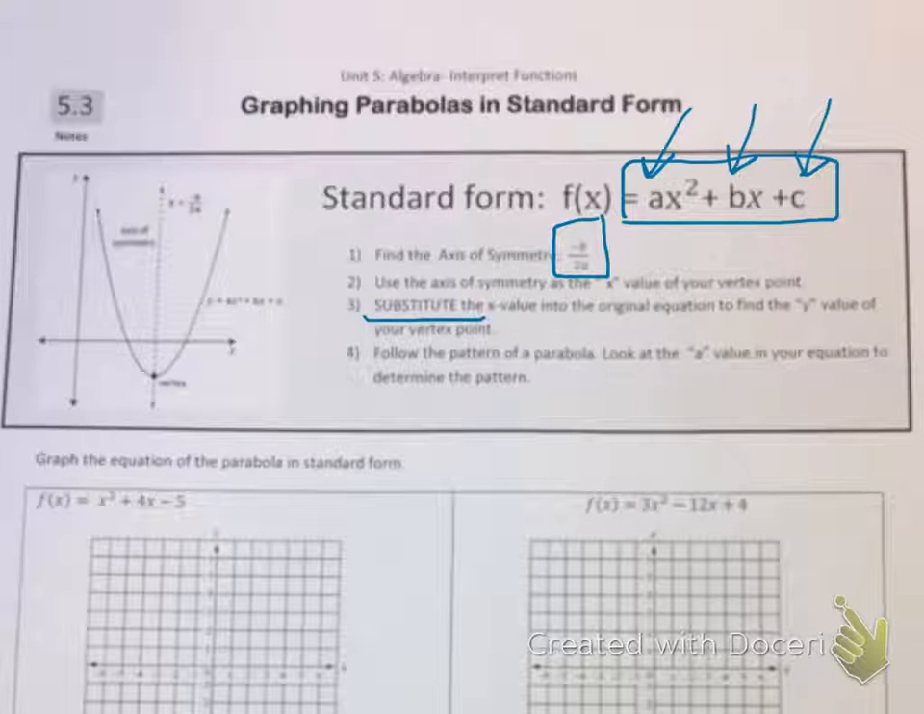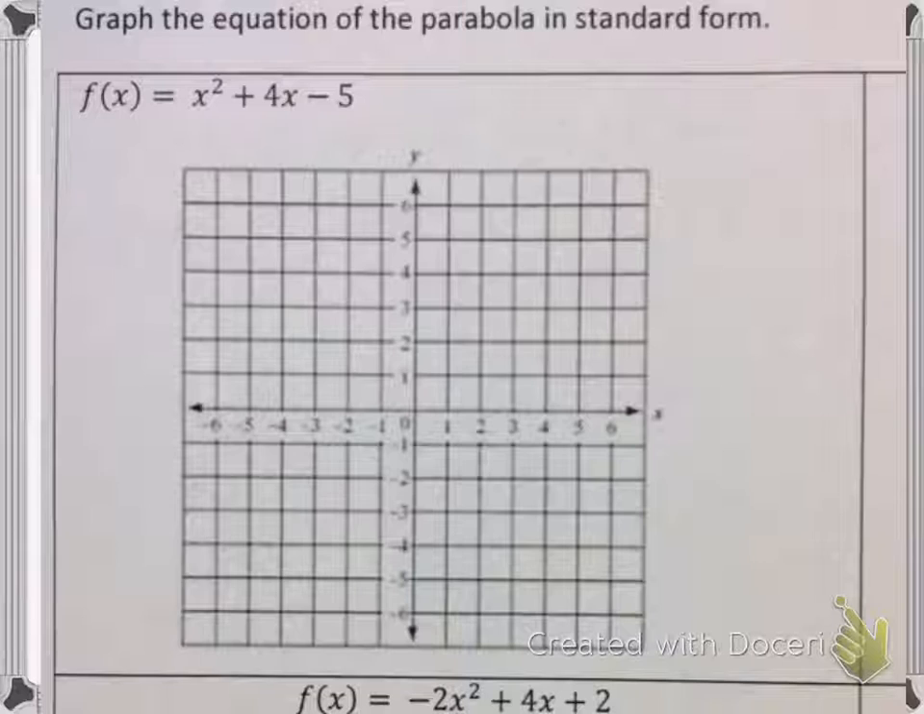And then we're just going to follow a pattern of our parabola by looking at the number that's in front of our a term. If the number is 1, our pattern is 1, 3, 5. If the number is 2, we would multiply that pattern 1, 3, 5 by 2 to get 2, 6, and 10. So let me just get you started on this first example, and we can show you how it works.